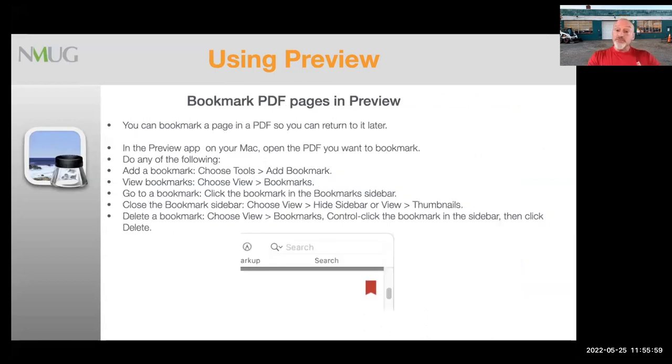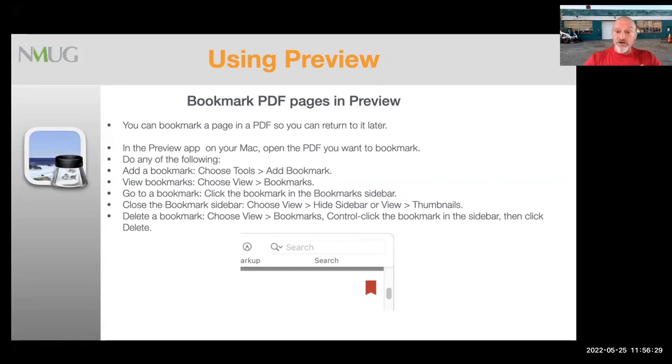Now, if you have a multiple page Preview document, there may come a time where you want to bookmark a page rather than just highlighting text on the page. So in the Preview app on your Mac, you can open the PDF that you want to bookmark. And I think this only works with documents, which makes sense, and they have to have a few pages. I don't think you can have just a single page document and create a bookmark on it because the menu doesn't appear. So under the Tools menu, you can add a bookmark.